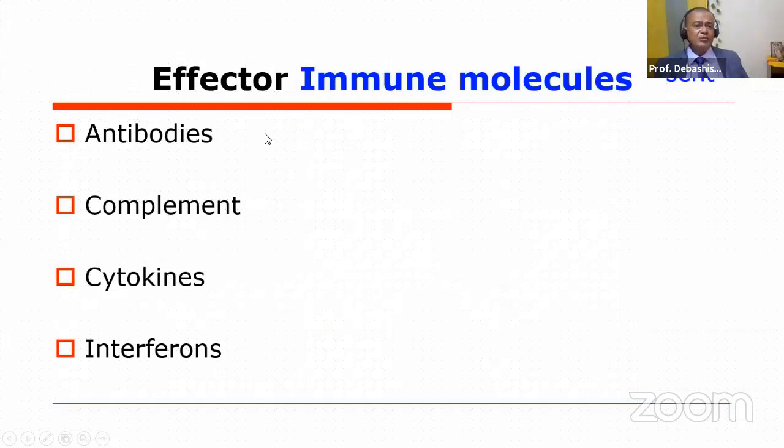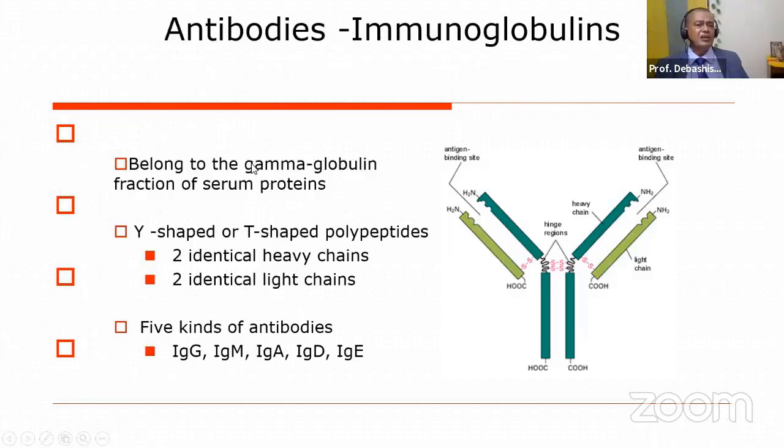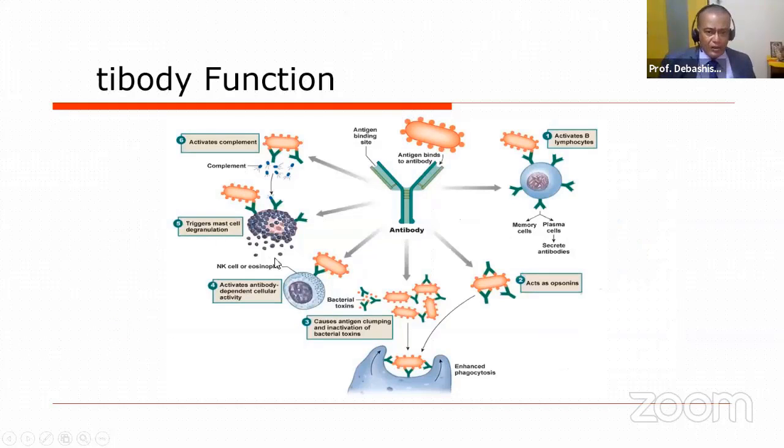Now I've talked to you about immune organs, immune cells. Now I'll talk about the immune molecules. The most important effector molecules include antibodies, complement, cytokines and interferons. Antibodies are also called immunoglobulin. They belong to the gamma globulin fraction of serum protein in electrophoresis. Y-shaped or T-shaped polypeptides, as you can see, you all know from your undergraduate knowledge. There are 2 identical heavy chains and 2 identical light chains, and there are 5 isotypes: IgG, M, A, D and E. How do the antibodies or immunoglobulins function in killing bacteria?